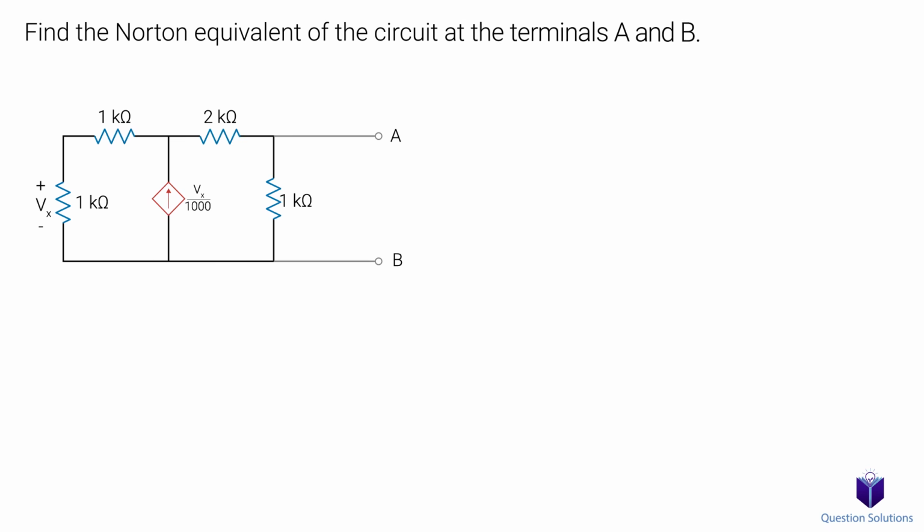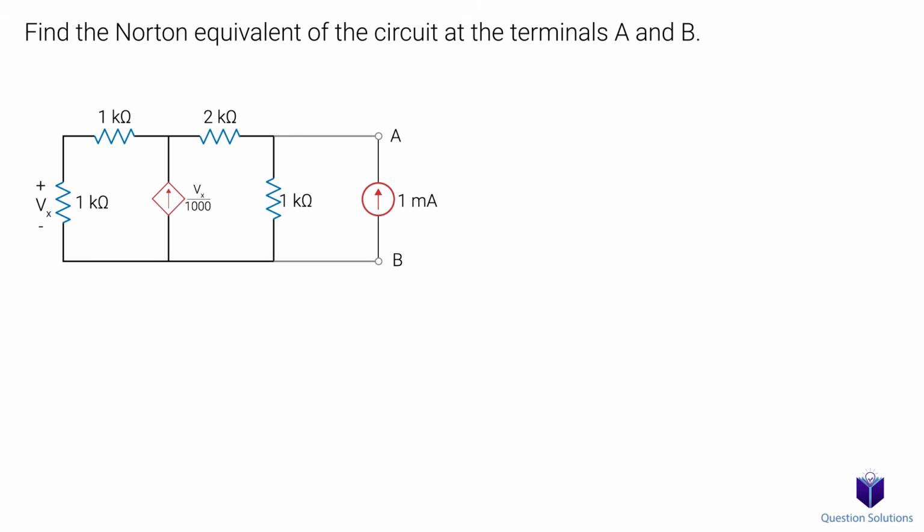Let's do an example where we have just a dependent source and we need to find the Norton equivalent circuit between terminals A and B. When you have only dependent sources, we can't figure out VOC or ISC since there is no current flow in the circuit. So instead, what we do is place a 1 milliampere current source between terminals A and B.